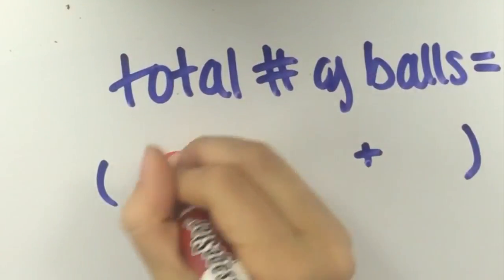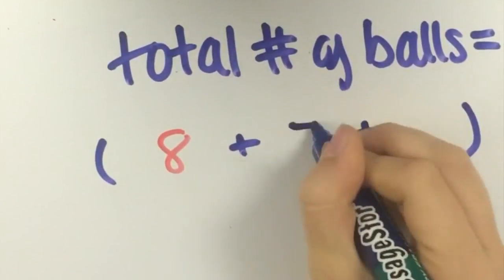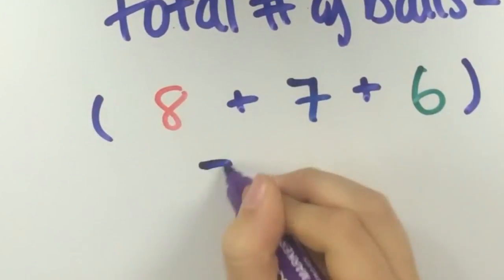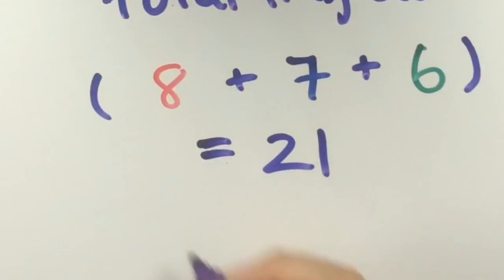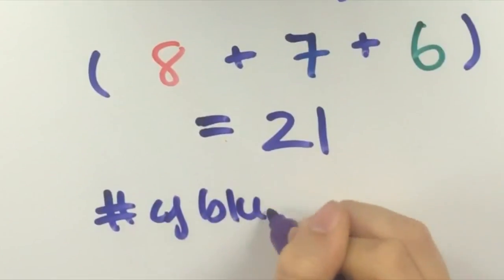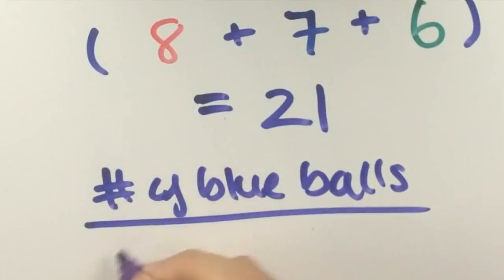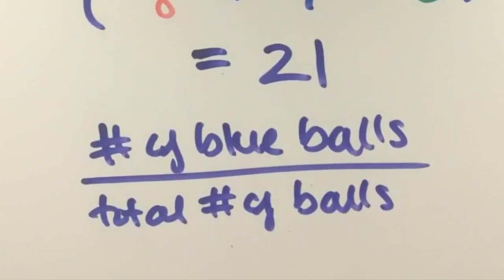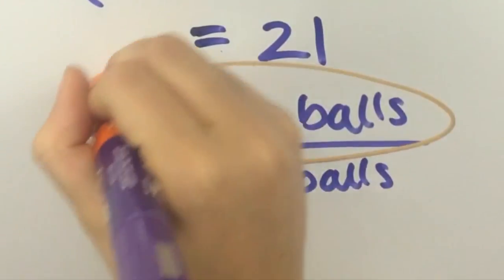In this problem, the sum of the total amount of balls is 21. Now take the number of blue balls, since the problem asks for the probability of the balls that aren't red or green, which is 7, and put it over the total number of balls, which is 21. When simplified, this is equal to 7 over 21, or 1 over 3.